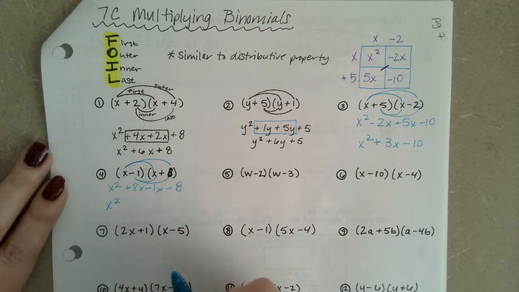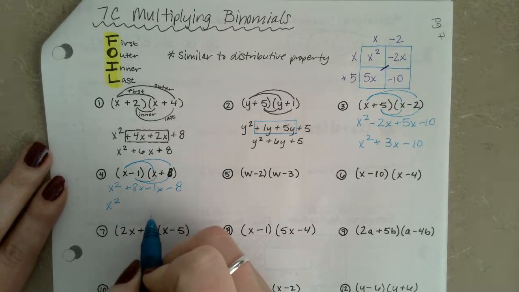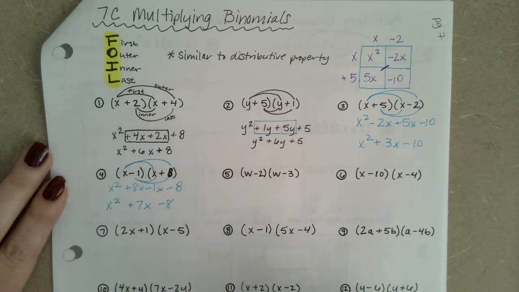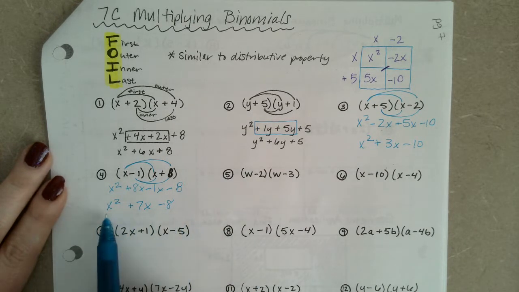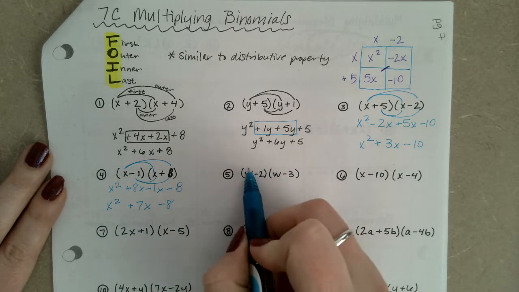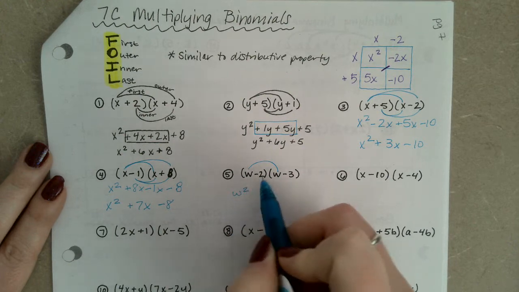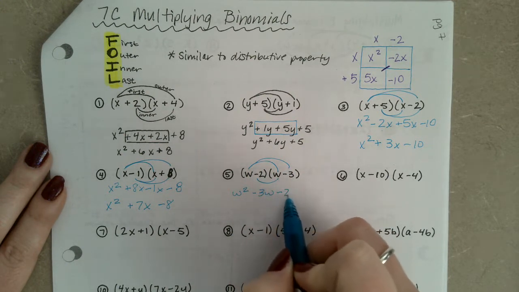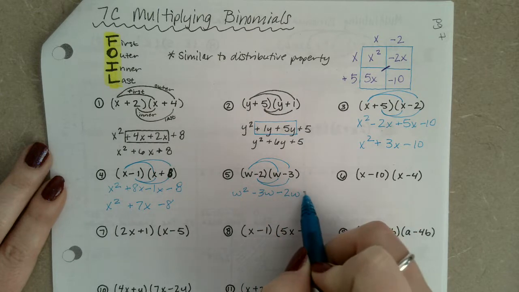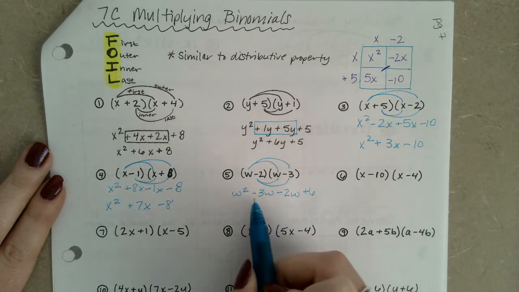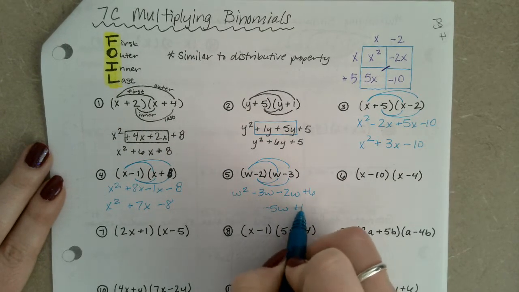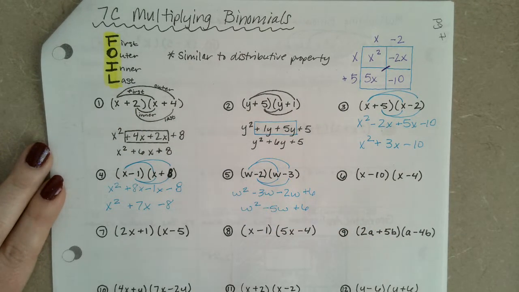So these two, the variables don't change at all. We just combine the positive 8 with the negative 1 to give me positive 7. And notice that this is in standard form, so my x squared is first, x to the first, and then the constant at the end. Follow our FOIL pattern again. W times w is w squared, negative 3w, negative 2w, and then a positive 6 at the end. These two can be combined, so negative 3 and negative 2 give me negative 5w, and then we bring down the front and the back.